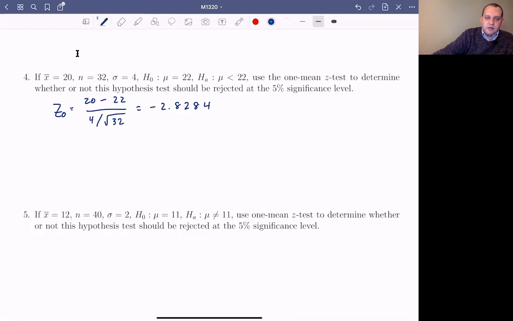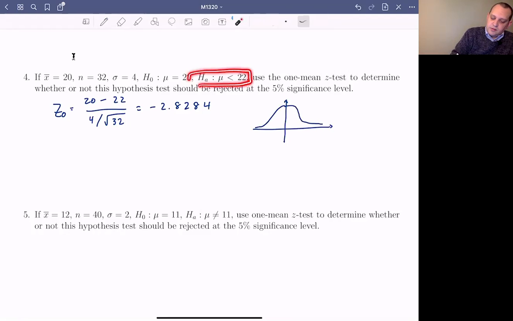We're going to do either the critical value approach or the p-value approach. If we do the critical value approach, we think about what our critical value is so that the area to the left of it, since this is left-tailed, is the rejection region. I know it's left-tailed because the alternative hypothesis is that mu is less than 22. So that's the one that's consistent with being left-tailed.